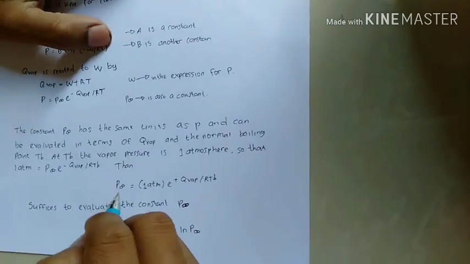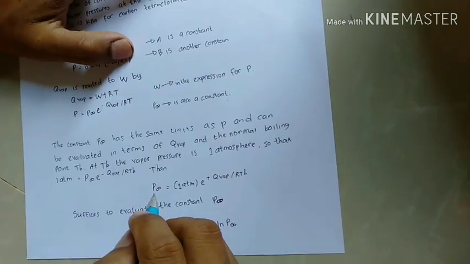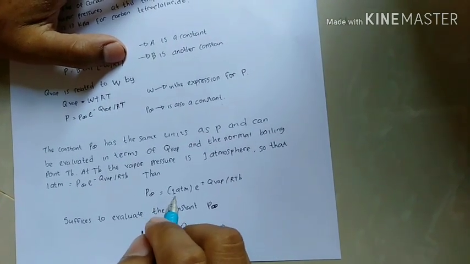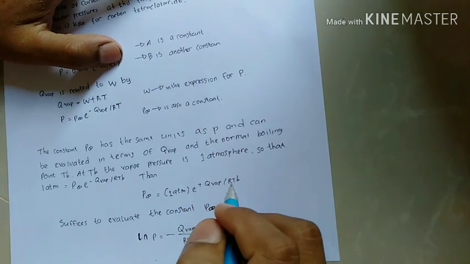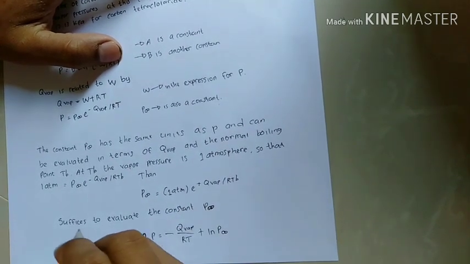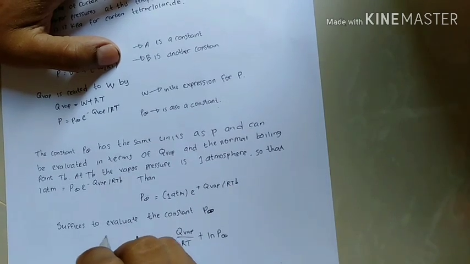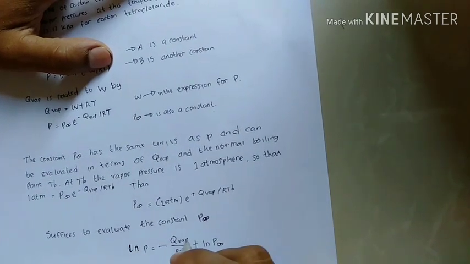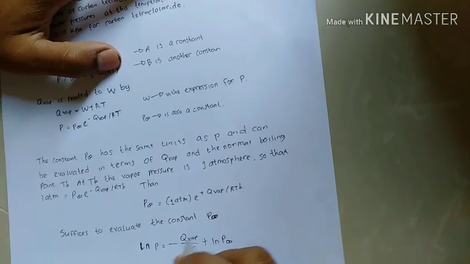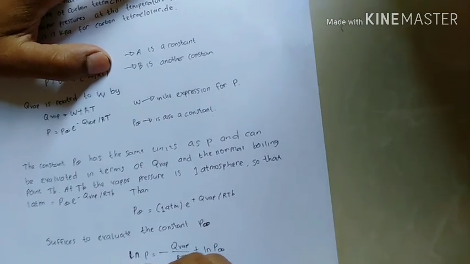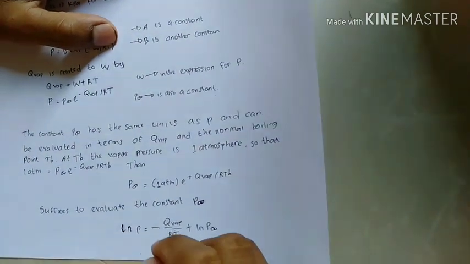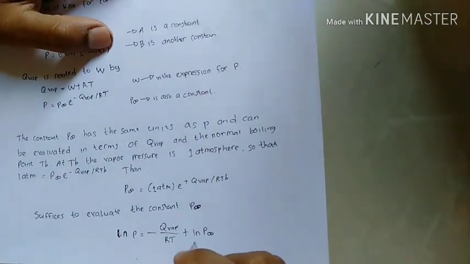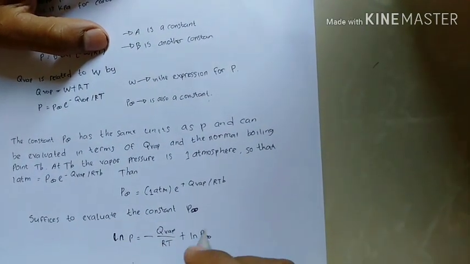Then V equals 1 atm times e to the power of Q over RTb. This suffices to evaluate the constant V. ln P equals minus Q divided by RT plus ln V.